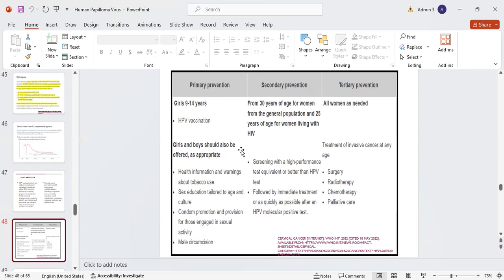Secondary prevention includes women 30 years of age from the general population and 25 years of age for women living with HIV. There should be screening with a high performance test equivalent or better than an HPV test, followed by immediate treatment, or as quickly as possible after an HPV molecular positive test. In tertiary prevention, all women as needed. Treatment includes invasive cancer at any age: surgery, radiotherapy, chemotherapy, and palliative care.